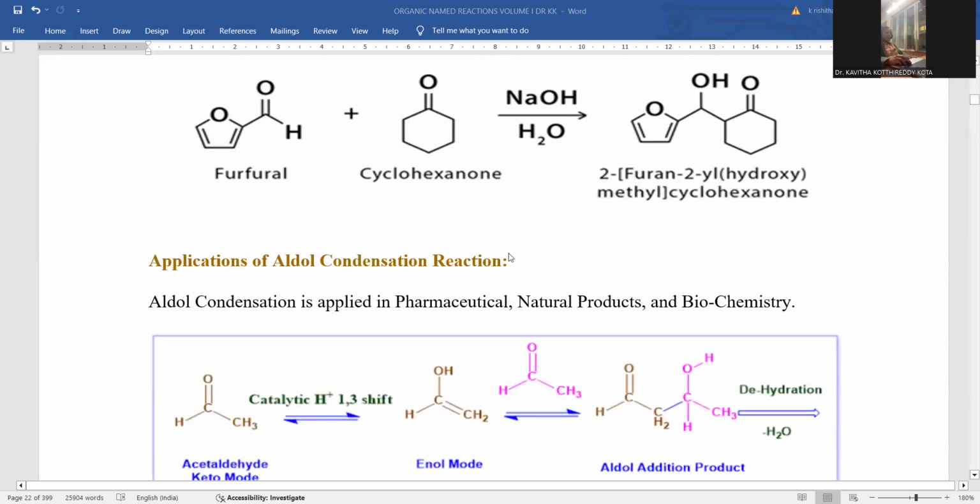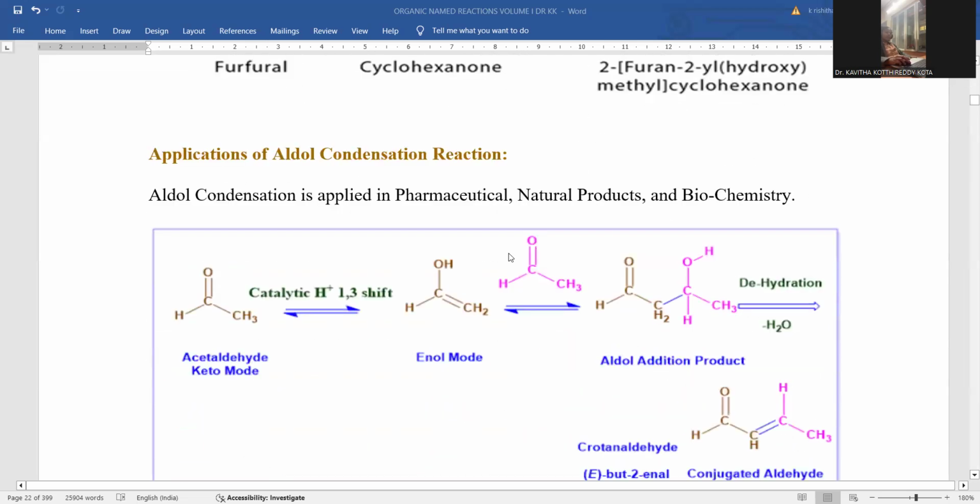So after observing these many examples which proceed with aldol condensation, let me go for the application perspective.